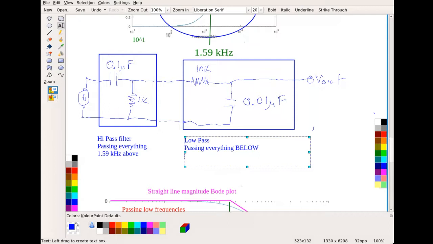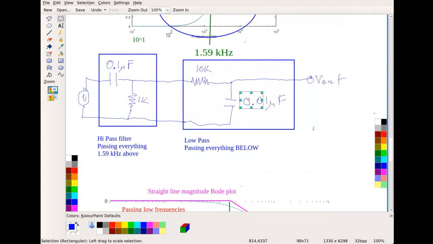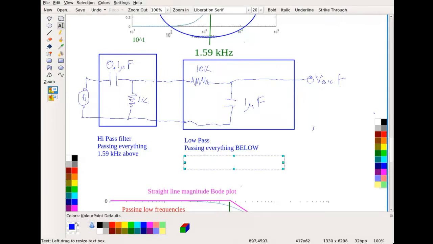10. Oh, I went the wrong way. I'm sorry. Yep, I went the wrong way with my capacitor. This is called the capacitor 1. Let's call the capacitor 1 farad. Okay, and so that's going to pass everything below 15.9.